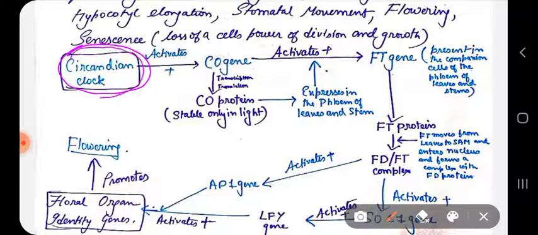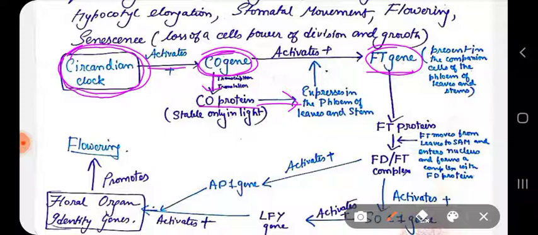So due to the circadian clock, it activates the CO gene, which is also called CONSTANS. CO gene gets transcribed and translated to form the protein, CO protein. CO protein is expressed in the phloem of the stem and leaves. Now it is stable only in light conditions. CO protein activates the FT gene, which is going to be expressed in the companion cells of the leaves and stems. FT gene is transcribed and translated to form FT protein.